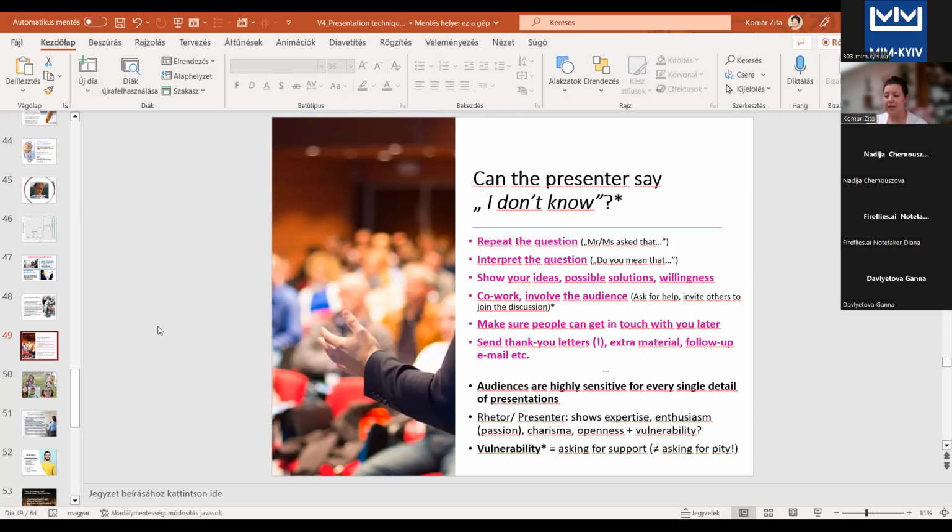So when you say, I will answer it, tell them when. Generally, we say tomorrow. And then whatever happens, you have to send the info tomorrow. So there is no reason, no excuse for not sending if you have said that you're going to send it. Important.